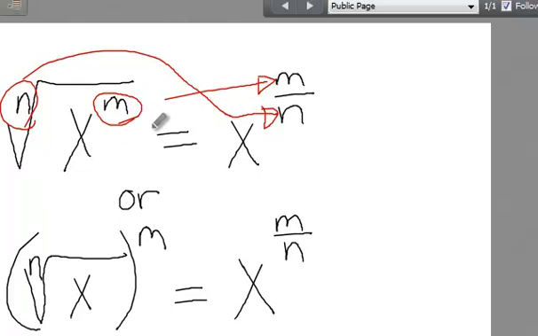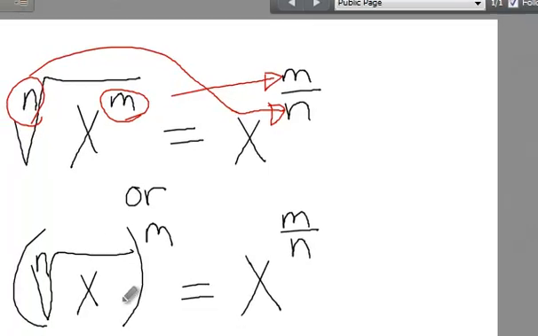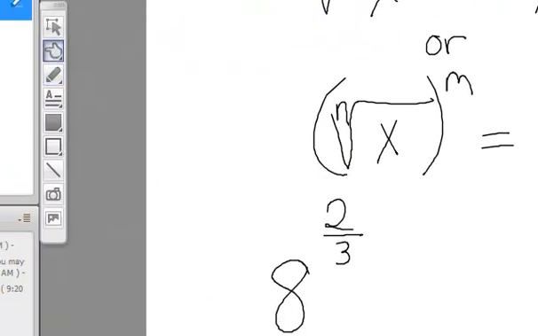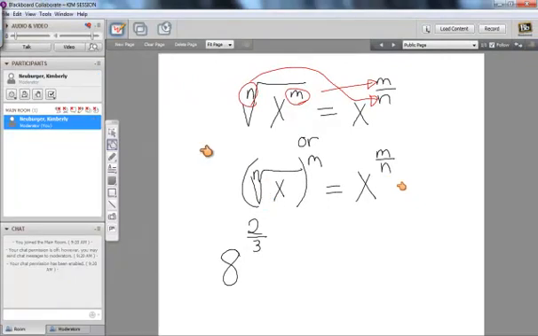Another way to write the same exact thing is like you see right here. In this, notice that we still have an nth root here, and the n is still the denominator of our exponent. And then instead of having the m as your exponent on your x, it's the exponent on the entire expression. But the m still goes to your numerator.